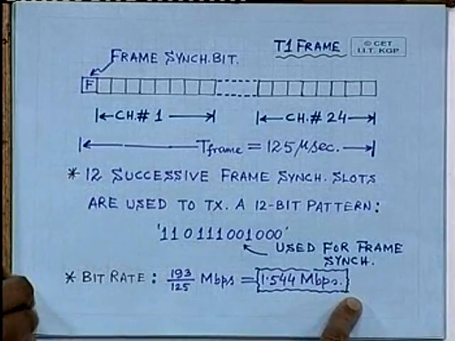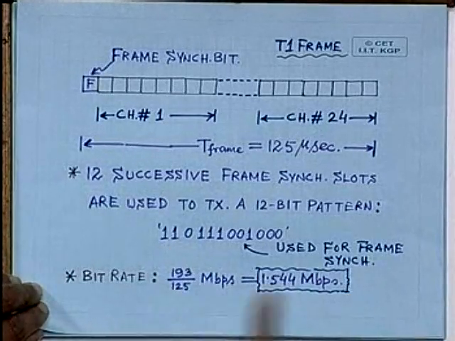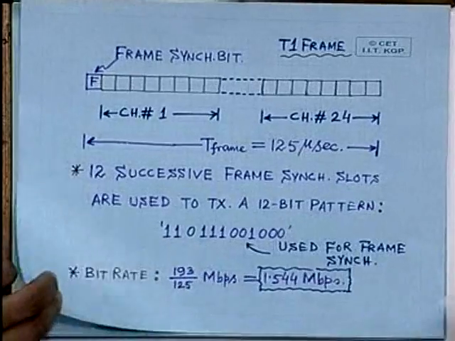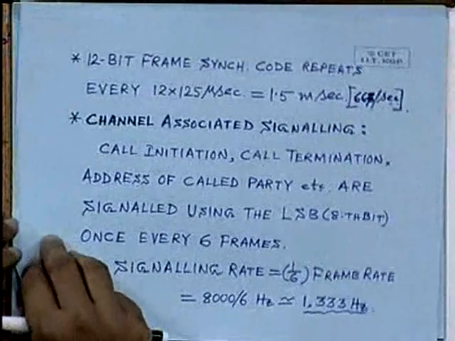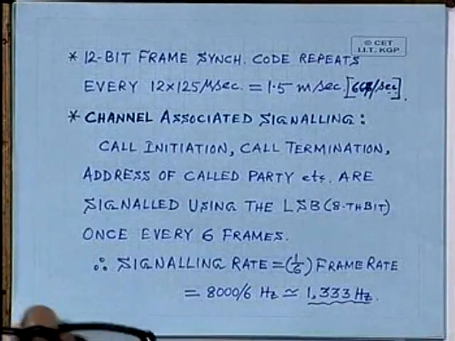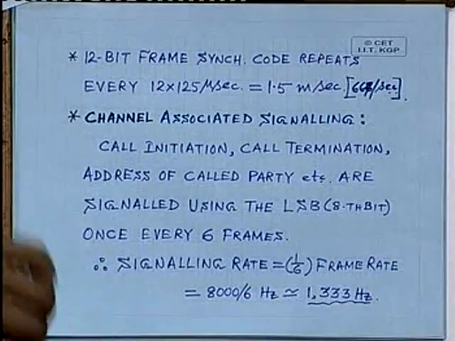So the overall bit rate you can calculate is 193 bits per 125 microseconds. So it's 1.544 megabits per second. This figure you should not forget, as per the T1 multiplexing structure. When 24 channels are multiplexed, the overall bit rate is 1.544 megabits per second. It is just a little bit more compared to 24 into 64 kilobits per second.